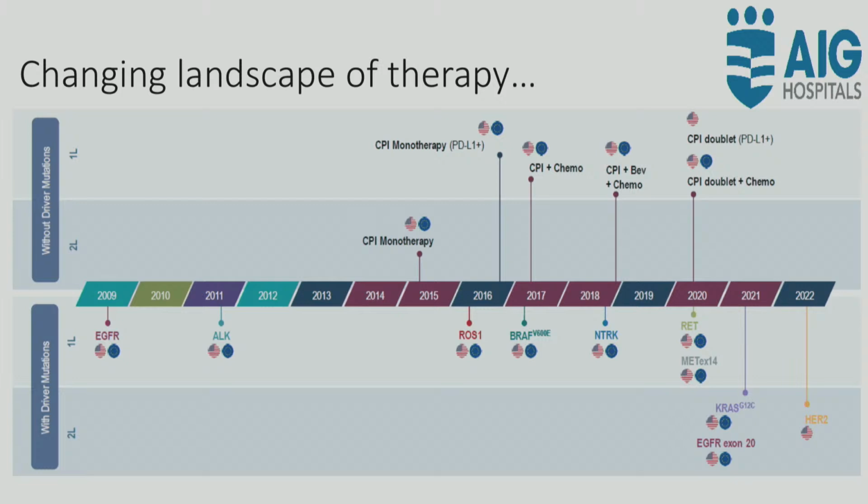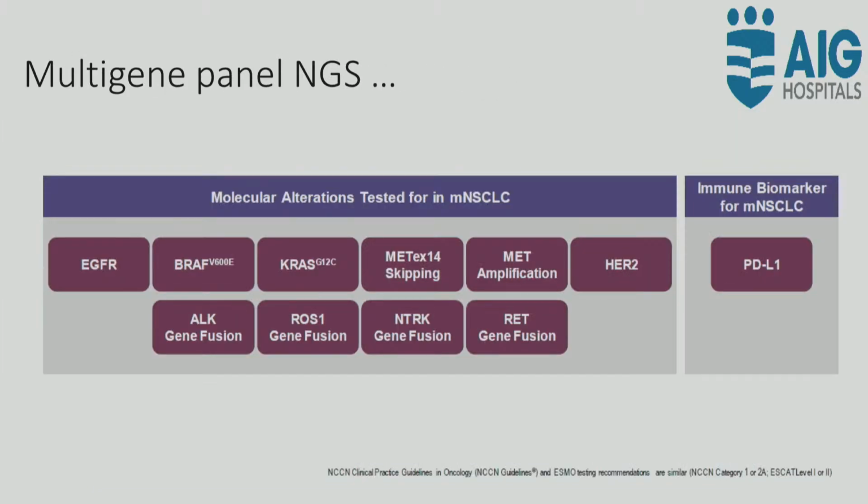So identifying the driver, or that oncogene which the cancer is addicted to, is very important. So this is a multi-gene panel NGS. Whenever we see a patient with metastatic lung cancer in our OPDs, this is the bare minimum. We actively check for these molecular alterations, along with an immune biomarker. This is the bare minimum, and we do this in our hospital regularly. So for all patients with metastatic lung cancer, this is a must in the current era, and we use various methods.